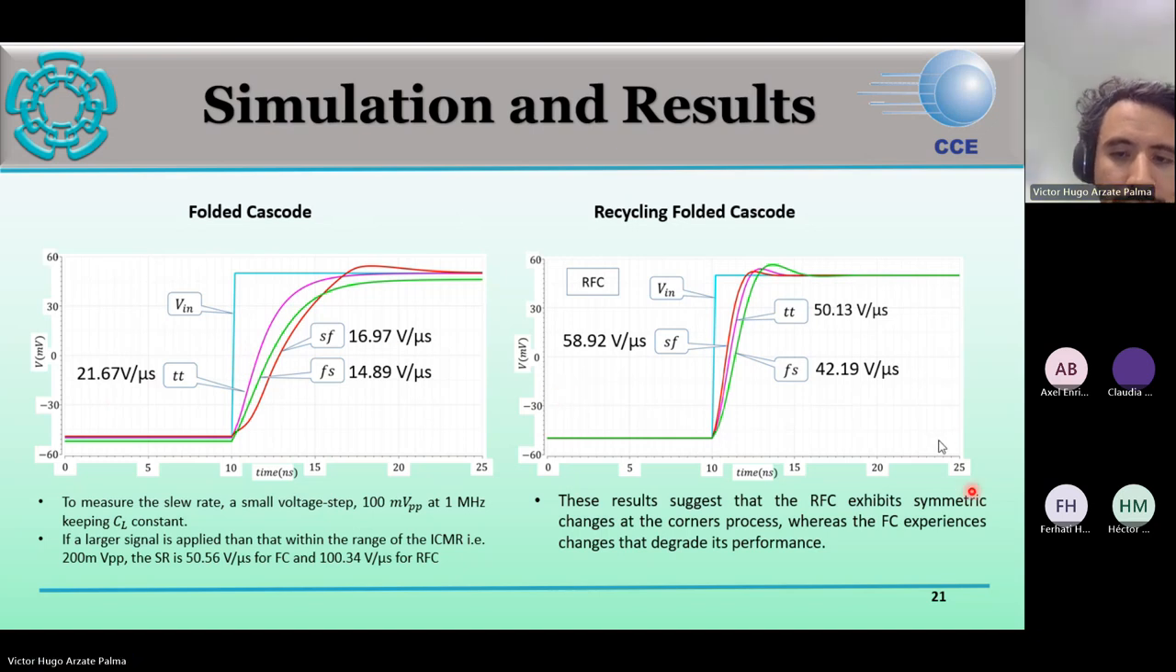And well, we can see that the response of the recycling folded cascode, according to the process variations, has less variations than the folded cascode. So the results suggest that the recycling folded cascode exhibits symmetric changes across the process corners.